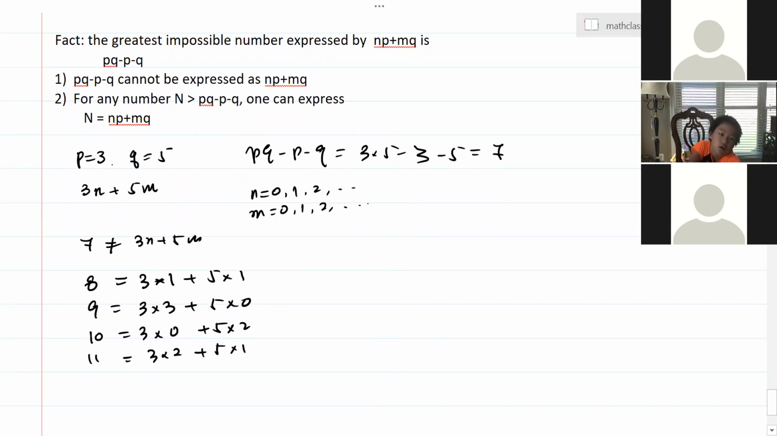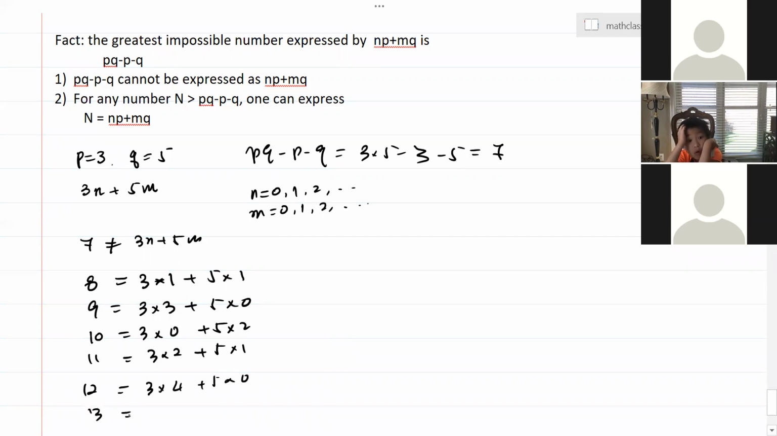Yeah, right. You can do that. Okay. Sometimes the expression is unique. Once you get this, sometimes you want to find out whether n and m are uniquely expressed. So let's look at 12. How do you do 12? Yeah, 3 times 4 plus 5 times 0, right?